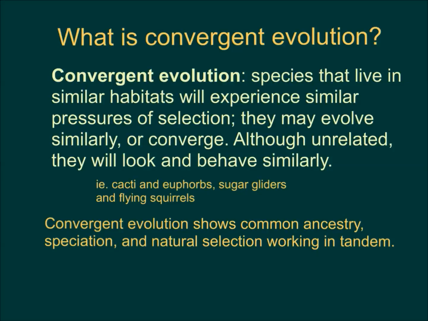How do we explain this? Well, what is convergent evolution? Convergent evolution means species that live in similar habitats will experience similar pressures of selection. They may evolve similarly or converge. Although unrelated, they will look and behave similarly. The examples of this are the cacti and euphorbs, sugar gliders and flying squirrels, etc. Convergent evolution shows common ancestry, speciation, and natural selection working in tandem.